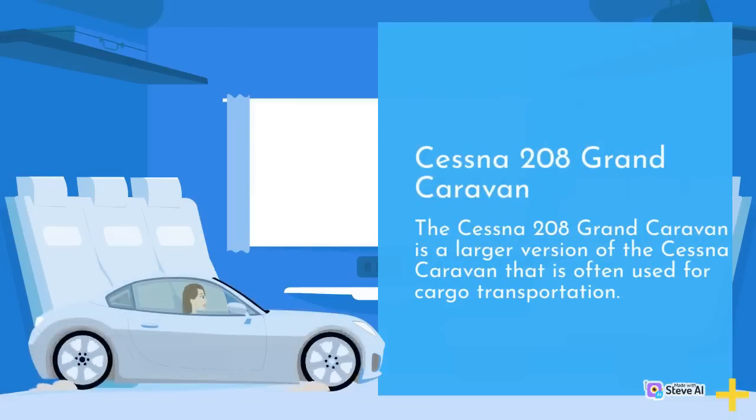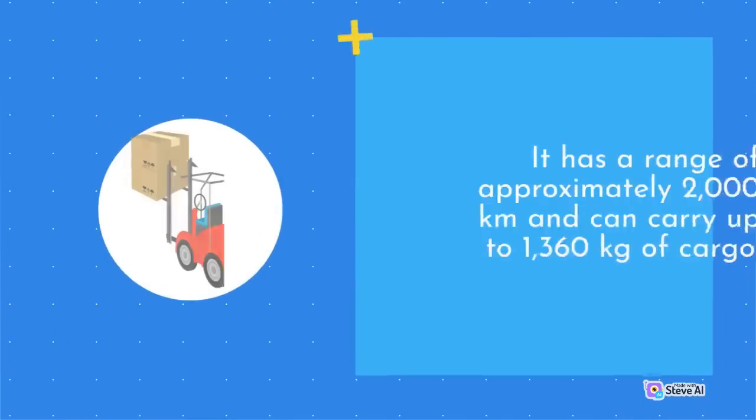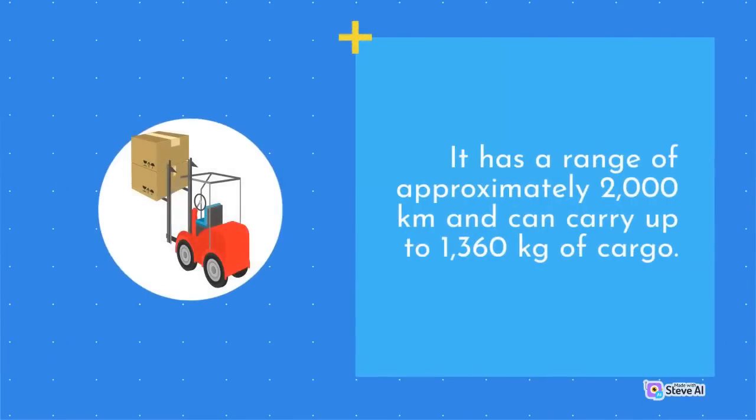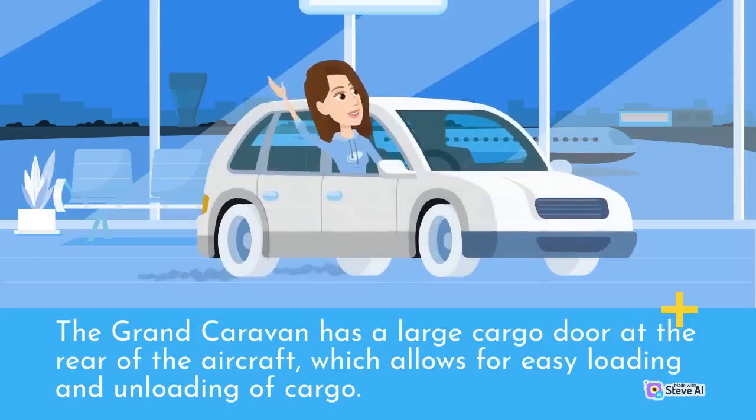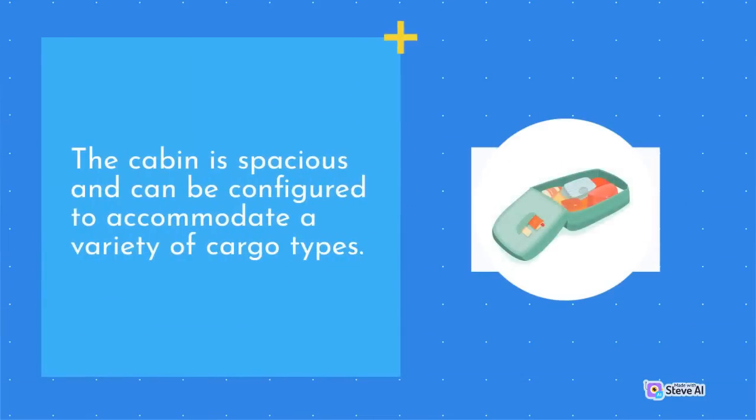Cessna 208 Grand Caravan. The Cessna 208 Grand Caravan is a larger version of the Cessna Caravan that is often used for cargo transportation. It has a range of approximately 2,000 kilometers and can carry up to 1,360 kilograms of cargo. The Grand Caravan has a large cargo door at the rear of the aircraft, which allows for easy loading and unloading of cargo. The cabin is spacious and can be configured to accommodate a variety of cargo types.